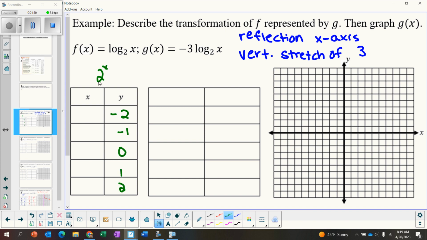And my y values, 2 squared is 4. That's 1/4. 2 to the first is 2. That's 1/2. And 2 to the 0 is 1. So these are actually the log base 2 of x. And now we're going to do nothing to the x, but multiply the y's by negative 3. So my x's are going to stay unchanged, but all of these are going to get multiplied by negative 3. So that's 6, 3, 0, negative 3, negative 6.